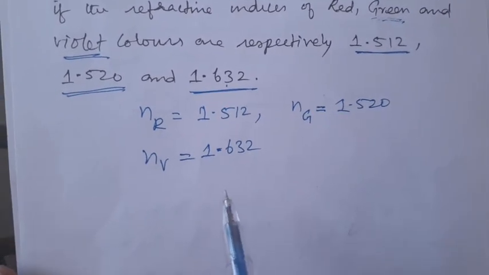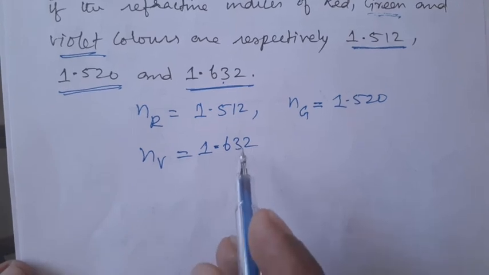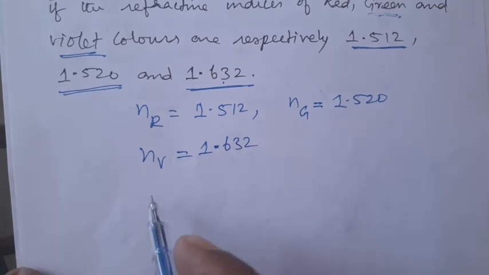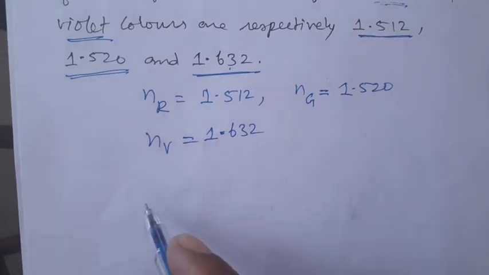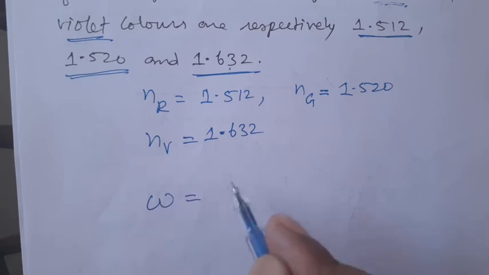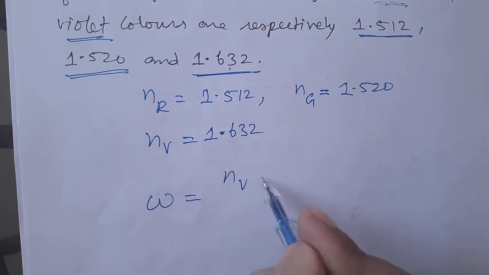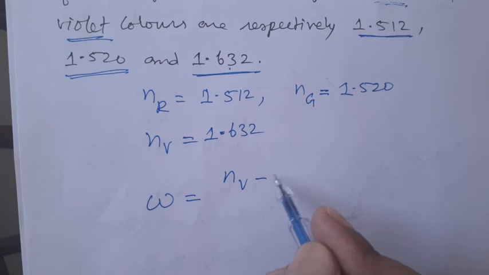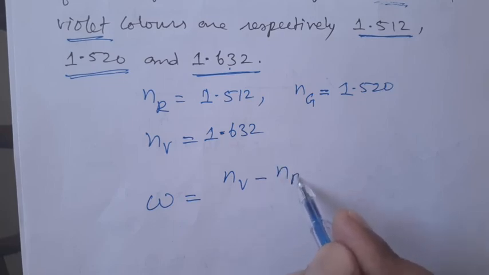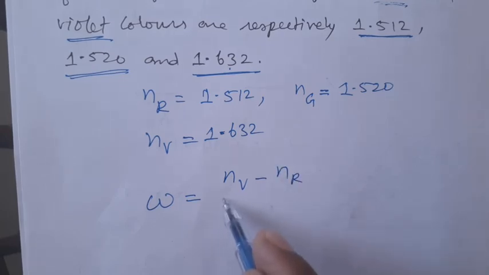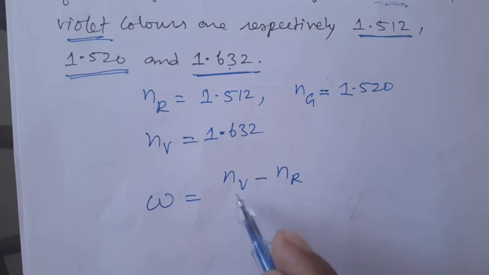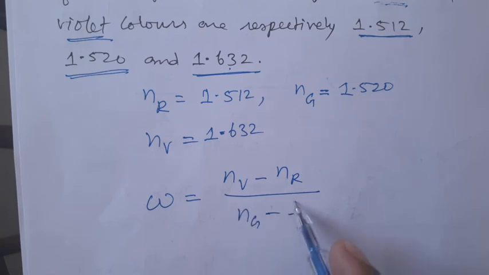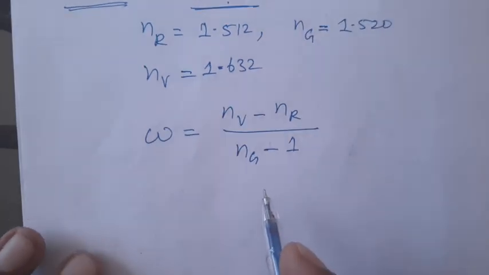So you have to choose the values accordingly. Now what you are going to calculate is the dispersive power of the crown glass. We know the formula, omega equal to NV, refractive index of violet, minus NR, refractive index of red, that is the difference between the refractive indices of the extreme colors, violet and red, divided by the mean color, here given as green, NG minus 1. That's all. Now substitute the values.